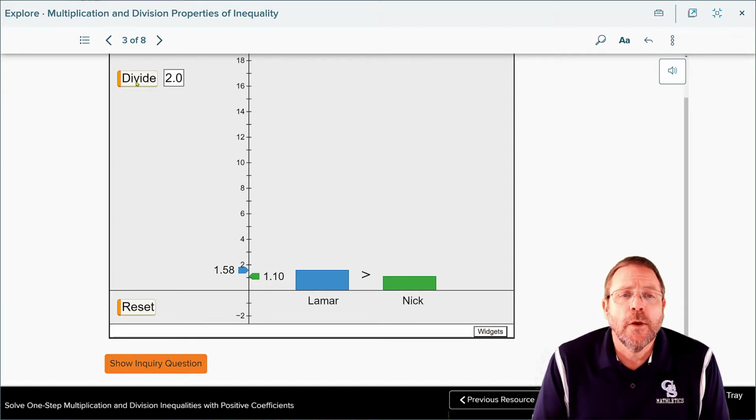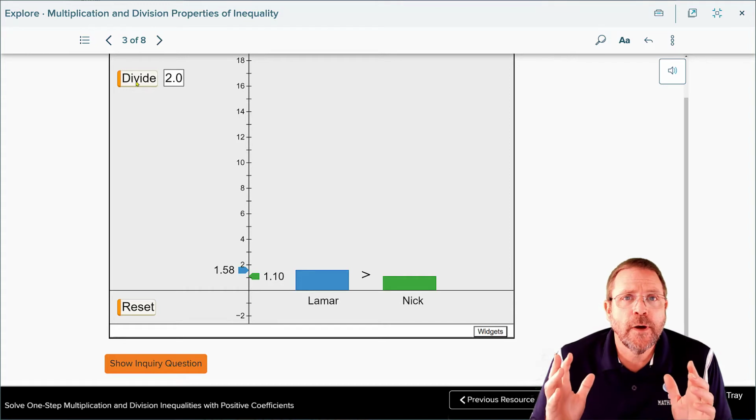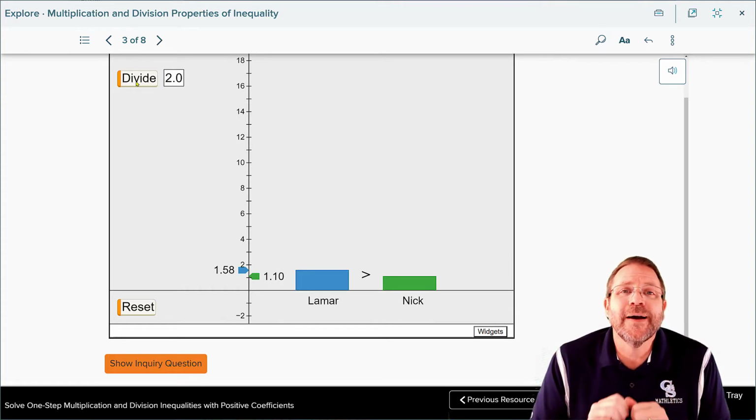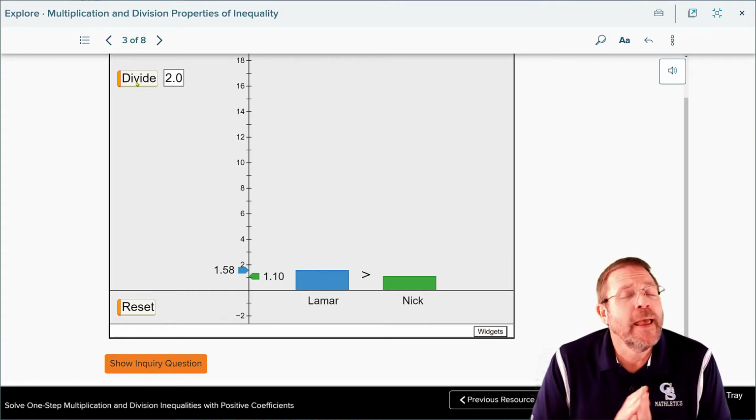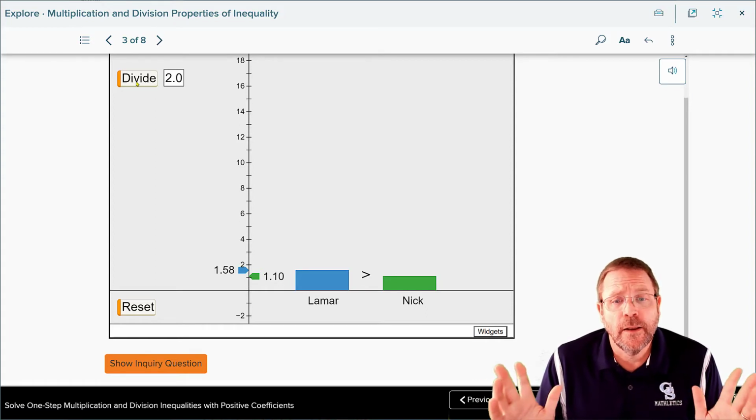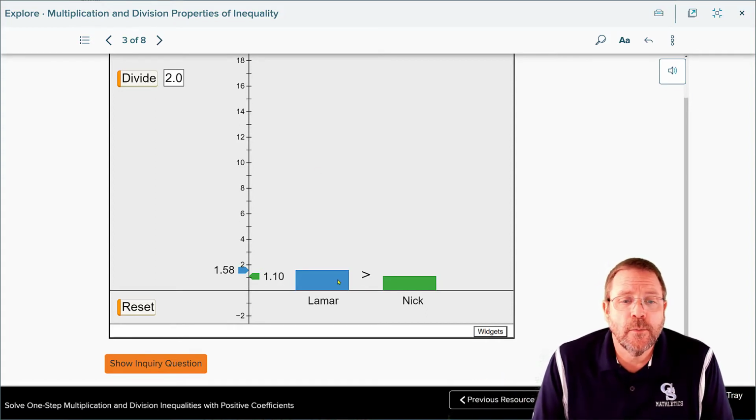Absolutely he does. Whenever you multiply or divide both sides of the inequality by the same positive number, nothing happens to that sign. The only thing that changes are the numbers on each side. Lamar dropped to $1.80, and poor Nick, he only has $1.10 left.